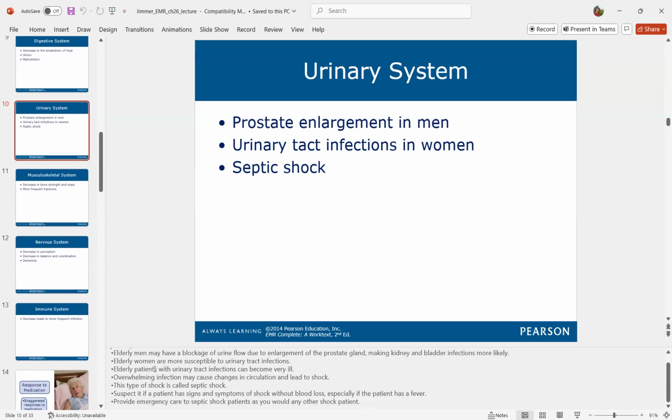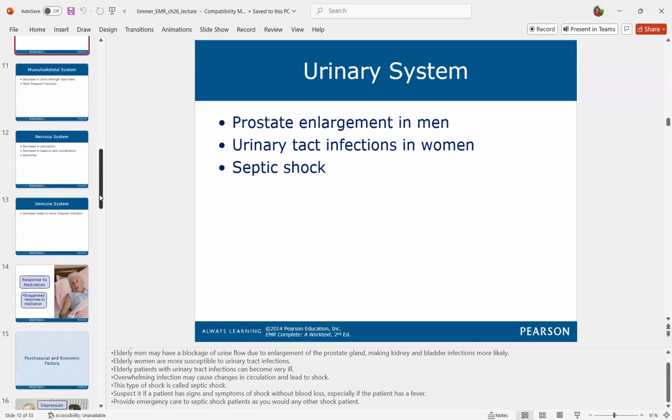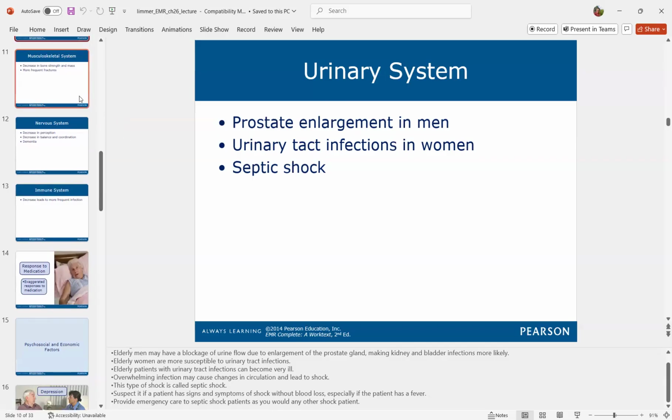So if we suspect a patient has some signs and symptoms of shock without the blood loss, especially if they have a fever, they're probably septic, and they should be going to the hospital to get checked out. So provide emergency care to septic patients as we would any other shock patients. So oxygen, lay them on their back, keep them warm, get them to the hospital to get checked out. That can be a pretty serious condition, obviously.